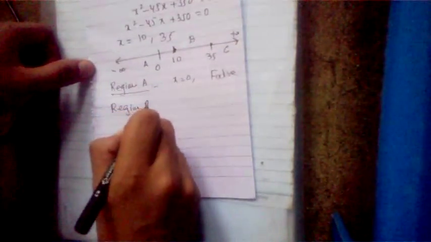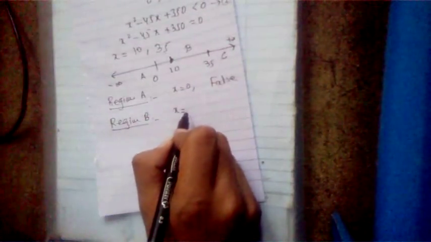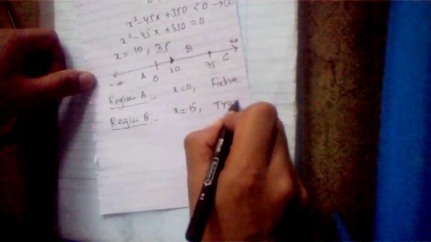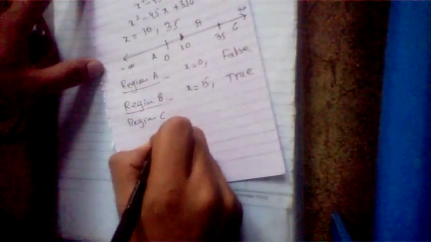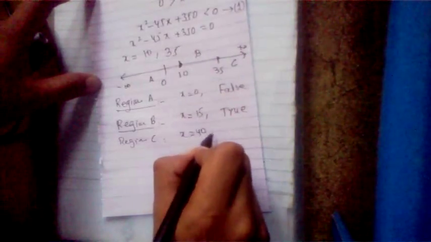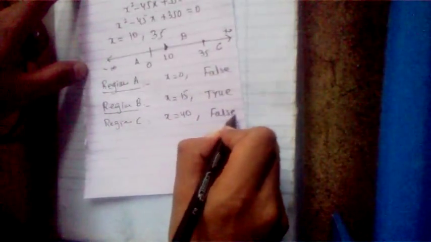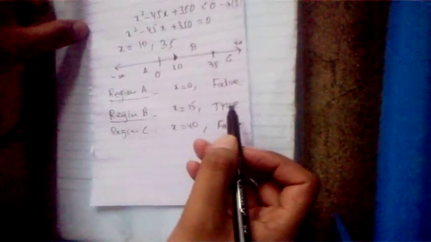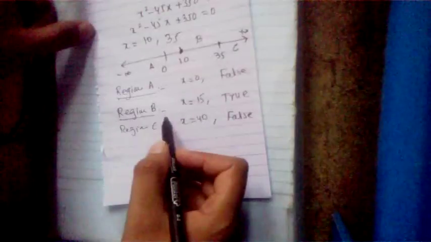Similarly, region B has a test point, for example x is equal to 15, and when you substitute this into your inequality, you will get a true result. Finally, at region C, one of the test points is, for example, x is equal to 40, and upon substituting it into inequality 1, the result is not true. Therefore, only one region qualifies for being a solution region, that is region B.